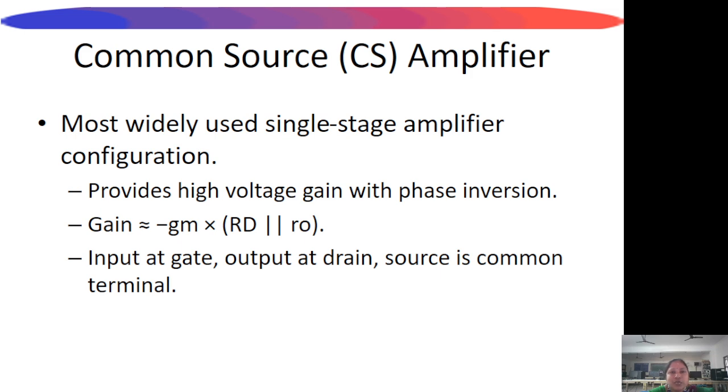When input voltage increases, the drain current increases. This causes a voltage drop across the drain resistor. As a result, the output voltage decreases, causing a 180-degree phase shift. The voltage gain is approximately equal to minus gm times the load resistance. CS amplifiers are used in many analog circuits. They offer good gain and moderate bandwidth.